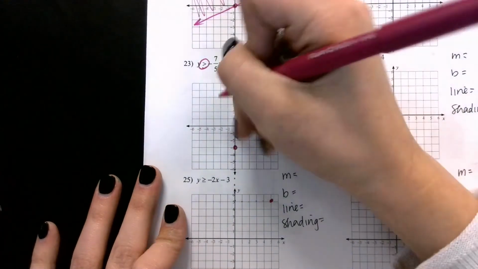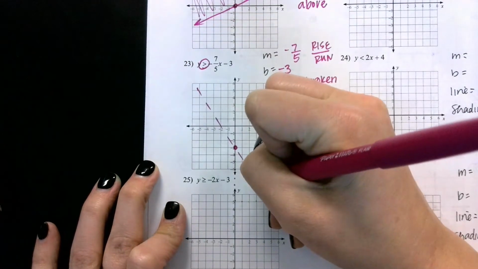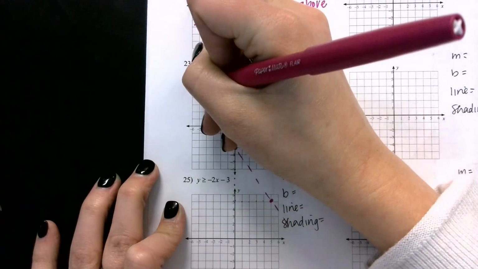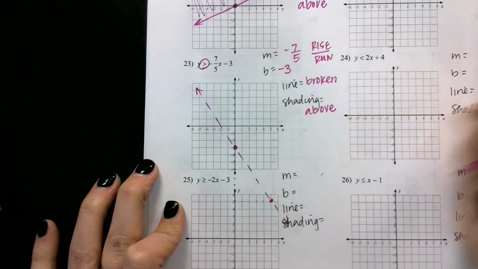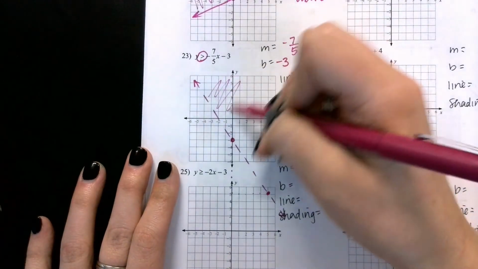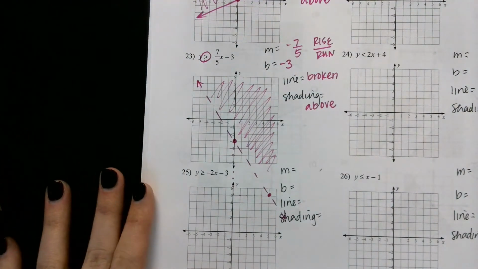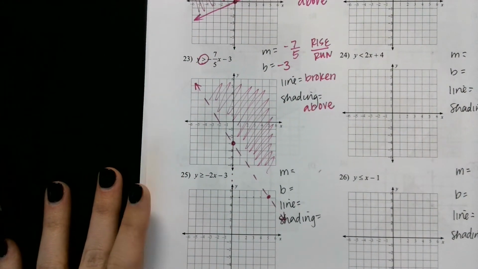And the line is broken, so we'll do a dotted line. Look at us bleeding into the other graph. And where is the shading, did we say? Above or below? Above. And so you'll shade above.